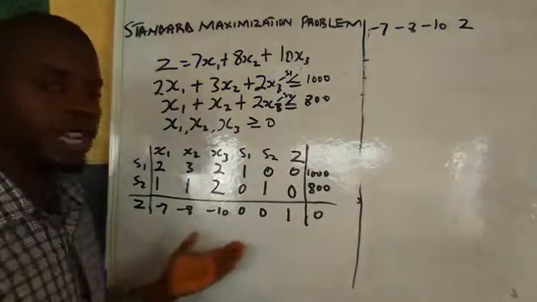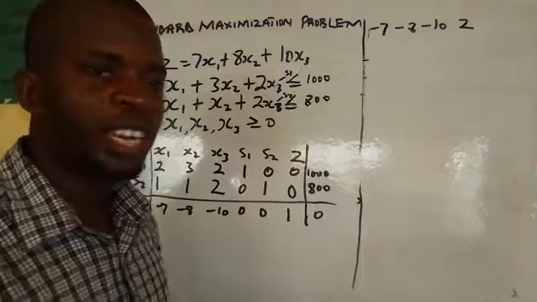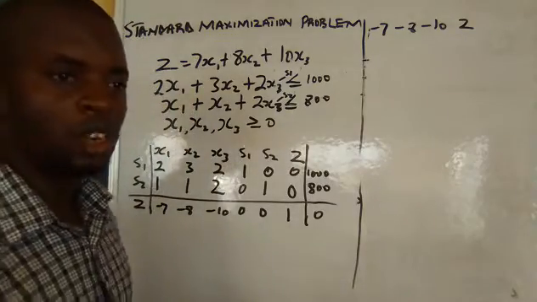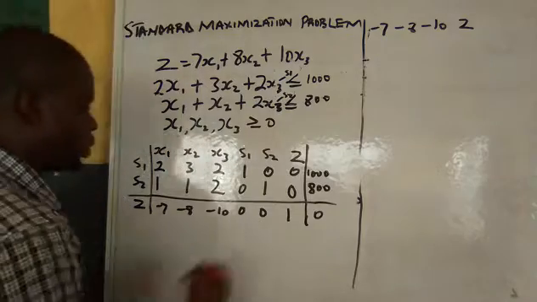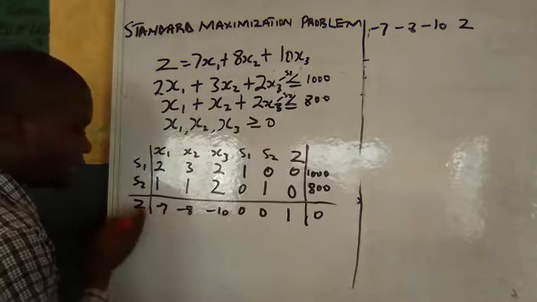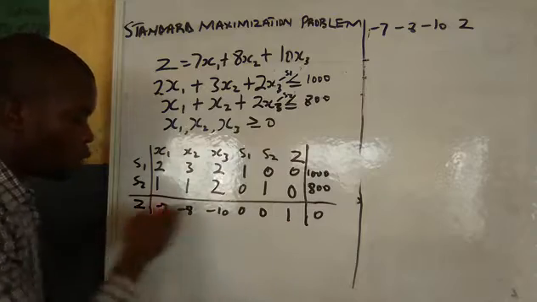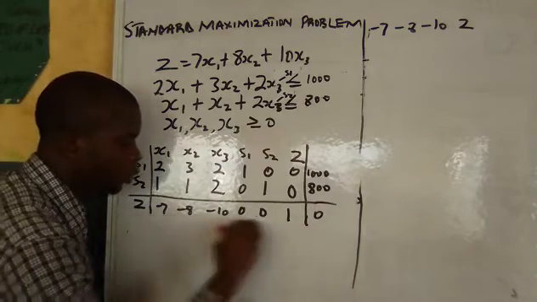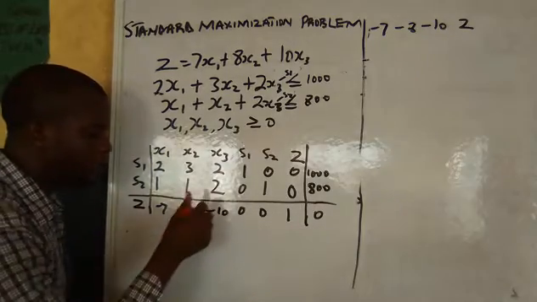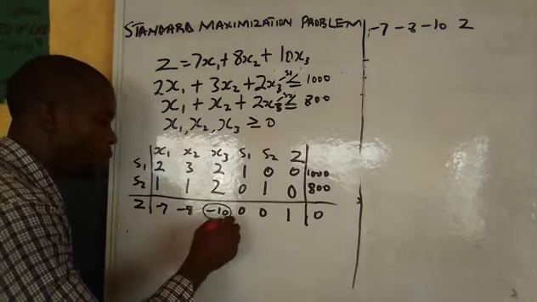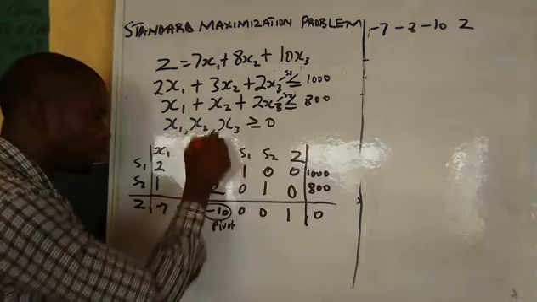Quickly now, after you have done this, you have to get your pivot column. So how do you get your pivot column? If you want to get your pivot column, look for the number with the highest negative. That's the highest negative I'm talking about. It's going to be from the bottom row. Look at the bottom row. Then check the one with the highest negative, which is here. So that is the pivot column.